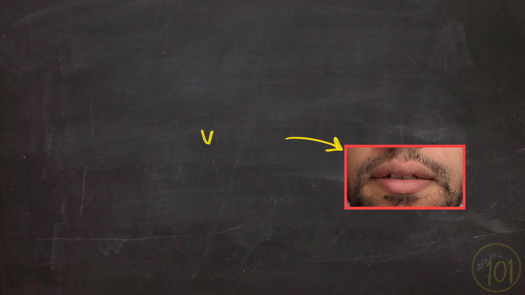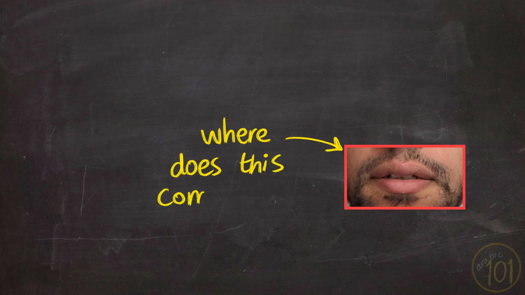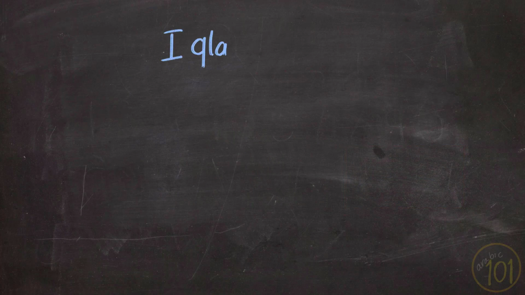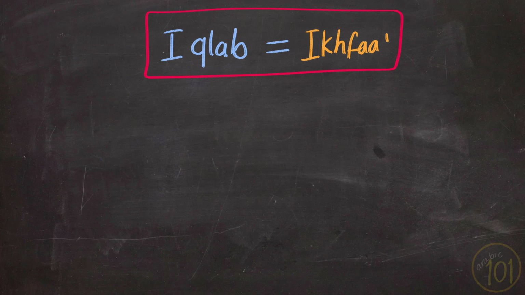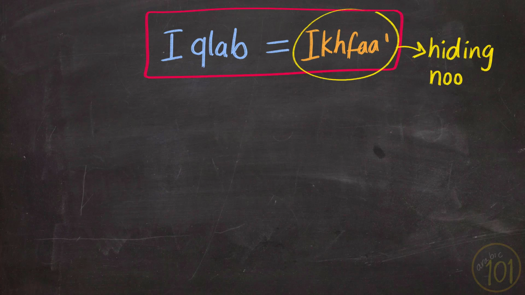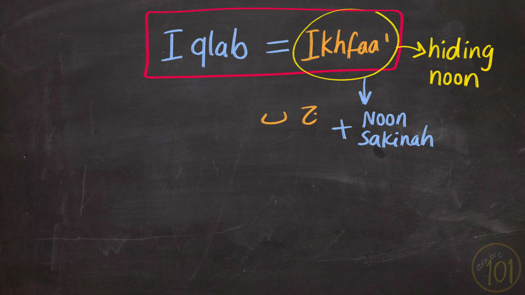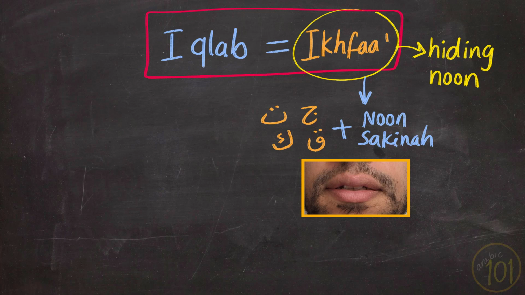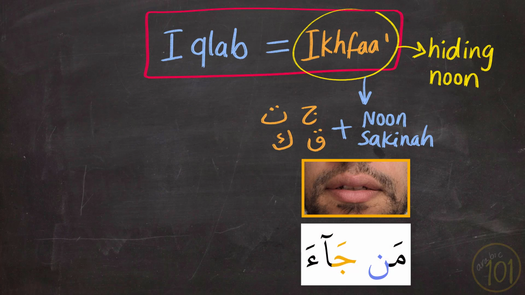So where did the gap come from? Why do some people think we should leave a gap? Well, many Quran learners consider Iqlab as a form of Ikhfa. Ikhfa is hiding the nun, which happens when nun sakina is followed by letters like Jim, Ta, Qaf, Kaf, and so on. And when we perform Ikhfa, the lips cannot be touching. So we say, Man ja.